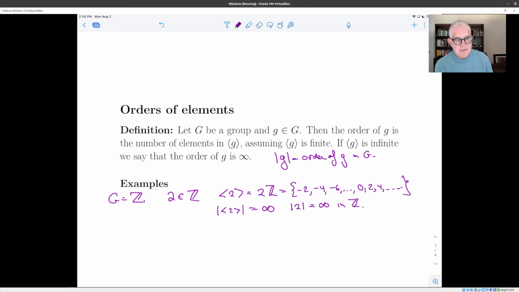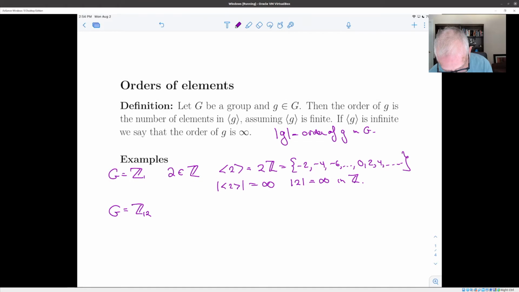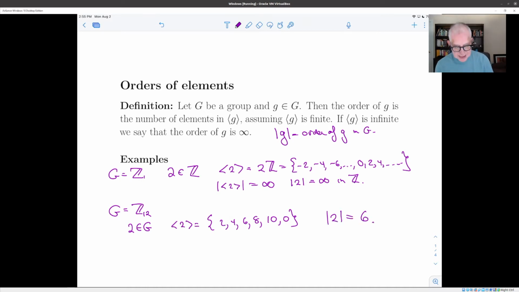Okay, let's look at some finite examples. Let's take G to be Z12. If we take 2 in G, then the subgroup that 2 generates consists of 2, 4, 6, 8, 10, and then 12, which is 0, and then it goes around again, 2, 4, 6, 8, 10, 0, 2. So that's all there is in the subgroup that it generates. And there are 1, 2, 3, 4, 5, 6 elements in there. So the order of 2 is 6.